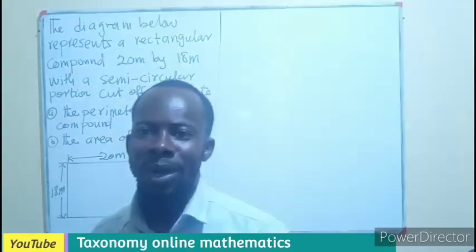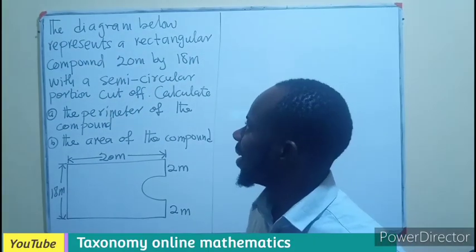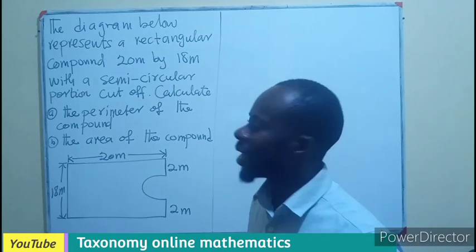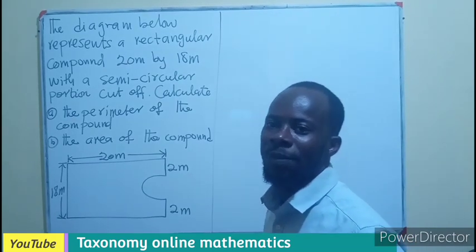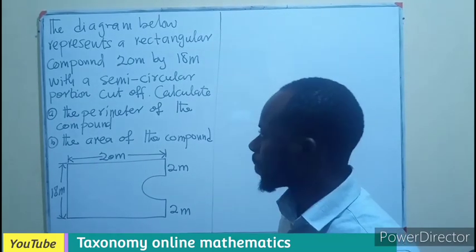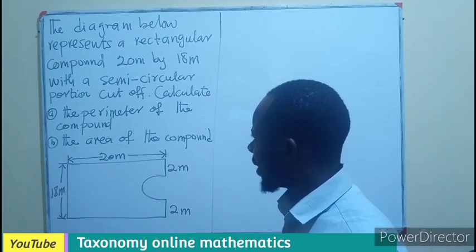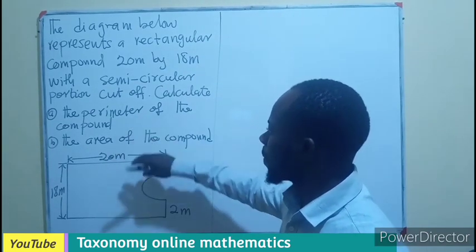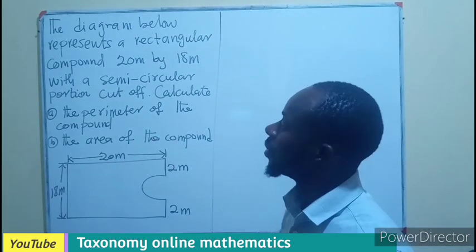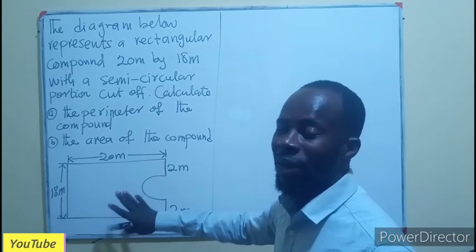Hello, viewers, welcome. Let's see how best we can provide an answer to this question under mensuration 1. Our task is to find the perimeter of this compound, then the area of the compound.